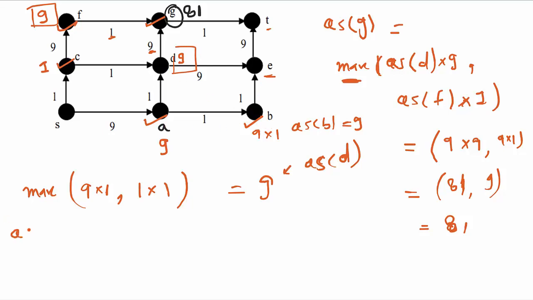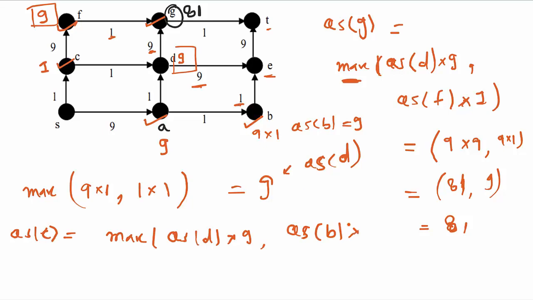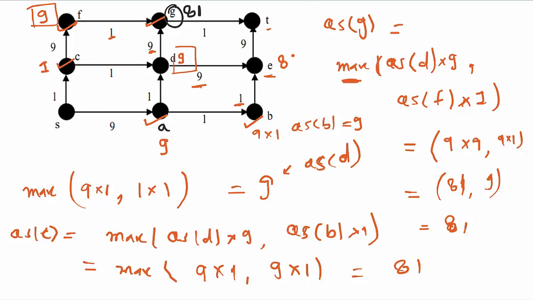So the quality score of E is nothing but the maximum of the quality score of D into 9, comma, the quality score of B into 1. The maximum of 9 into 9, comma, 9 into 1, which is again 81, right? So the quality score of E is coming out to be 81.